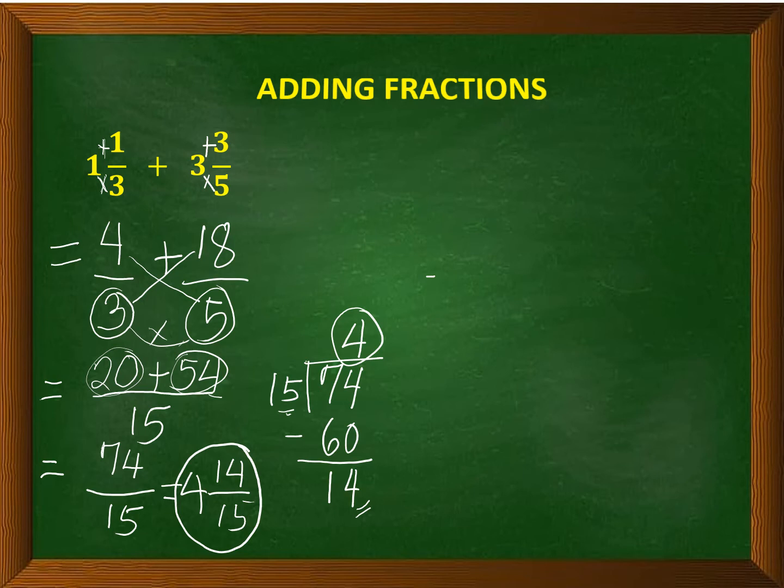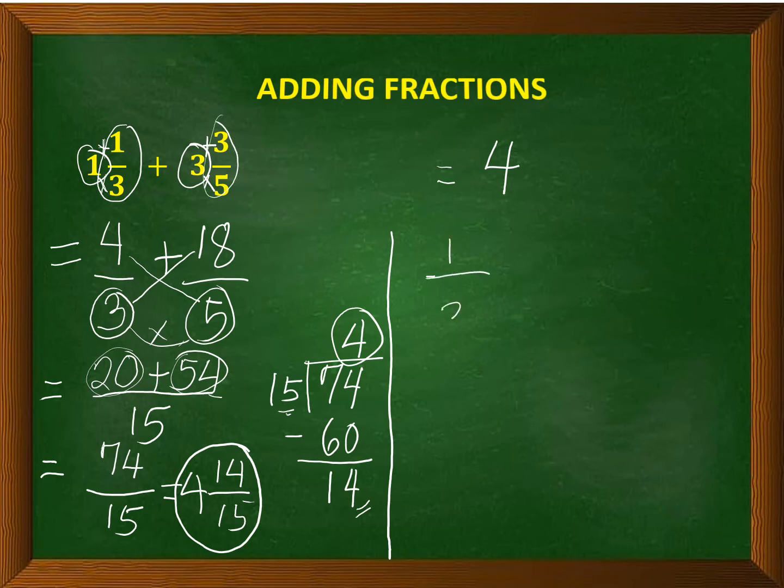All right. So another way that you can do is to add the whole numbers first. So 1 plus 3 will give you 4. Right? Then we will add separately these two fractions. So we have 1/3 plus 3/5. Then we will apply the steps that we are doing in our other problems.